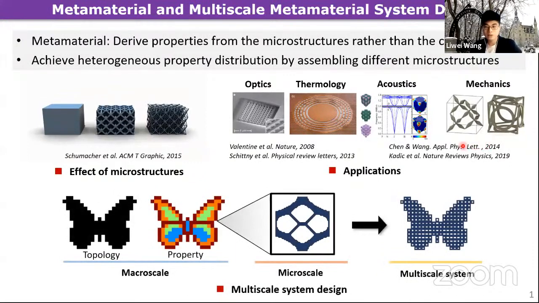By designing the microstructures, we could dissolve the boundary between material and structural design and unify them under the framework of multi-scale metamaterial system design, namely to design topology or property distribution at the macro scale level and try to achieve the optimized property distribution by assembling the microstructures. In this study, we develop data-driven methods for both inverse microstructure design and its multi-scale system design, especially on the periodic multi-scale system to achieve spatially varying properties.